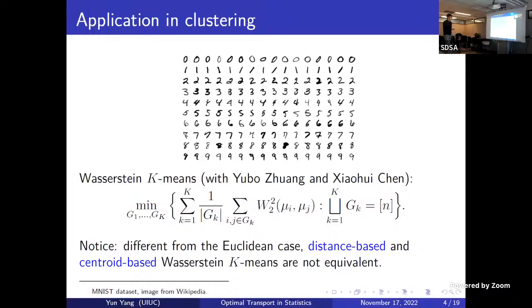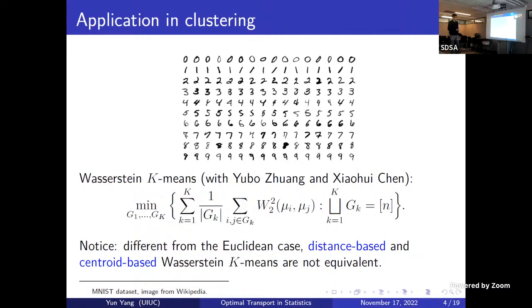Classically, if we want to do clustering, we can do k-means. Here, the most natural idea is to replace the usual distance in k-means with the Wasserstein distance. This leads to the Wasserstein k-means. This is joint work with our students Yubo and Xiaohui, where we find the cluster membership that minimizes the total sum of squared within-cluster Wasserstein distances. Another interesting fact, specific to Wasserstein clustering, is that it is very different from the usual Euclidean case, because the Euclidean space is flat, in the sense that there are usually two different formulations of k-means in the Euclidean case.